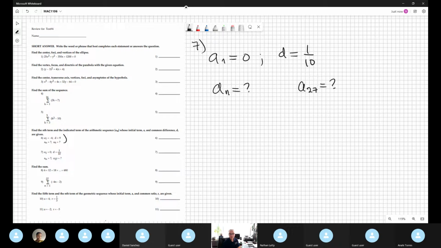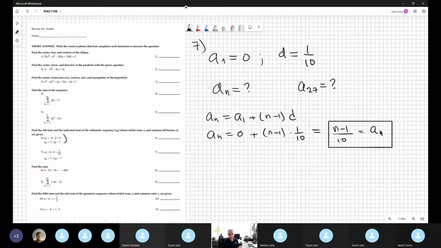In position 27. Again, we apply the formula. It's a1 plus n minus 1 times d. a sub n is equal to 0 plus n minus 1 times 1 over 10. 0 is nothing. n minus 1 over 10. You can write it like that. This is the formula to generate any element in the sequence. Either way, if you write it differently, it's okay. n minus 1 times 1 over 10 is equivalent. It's the same.